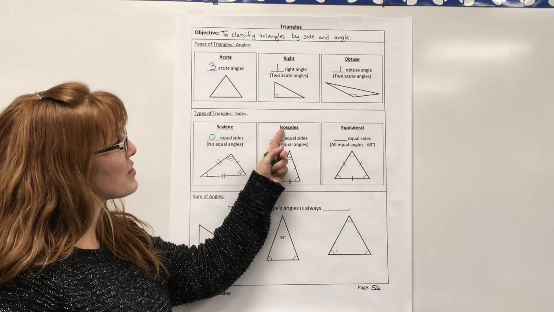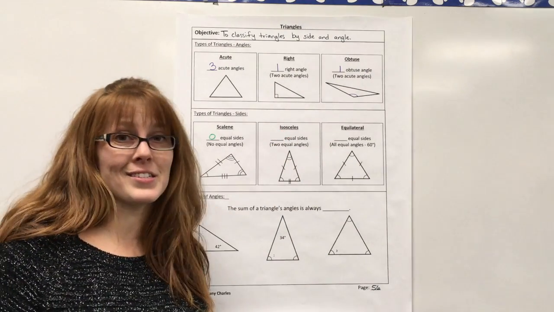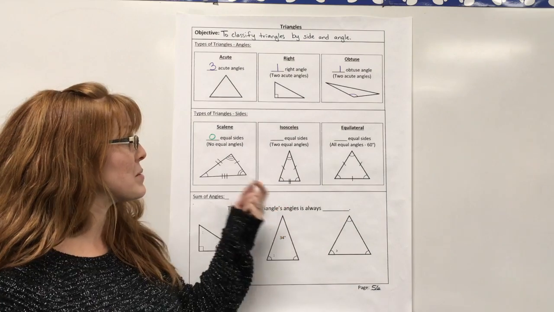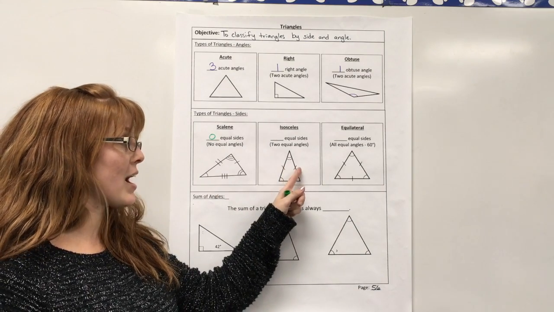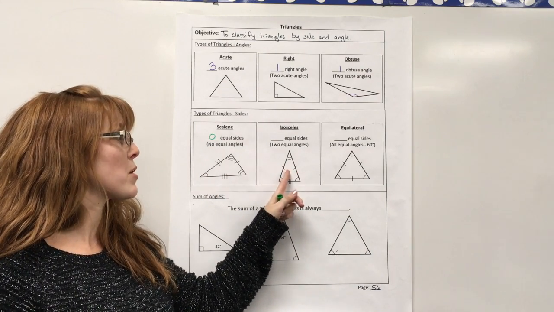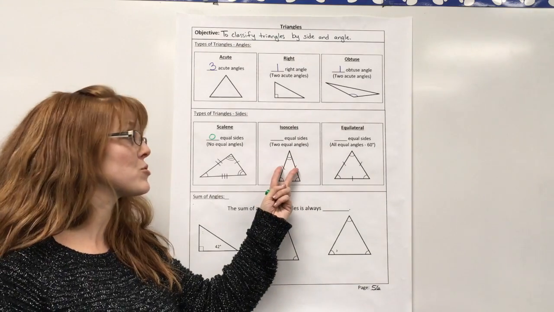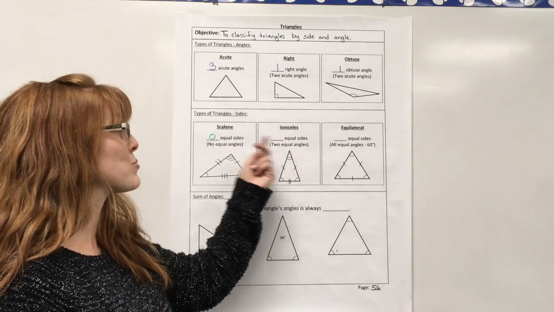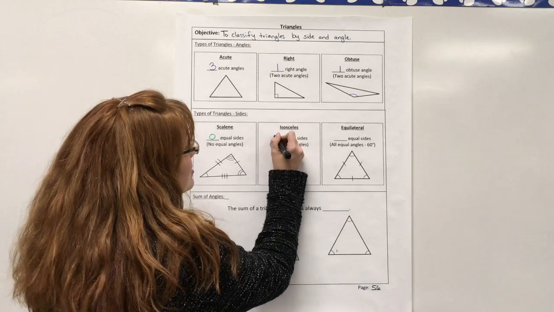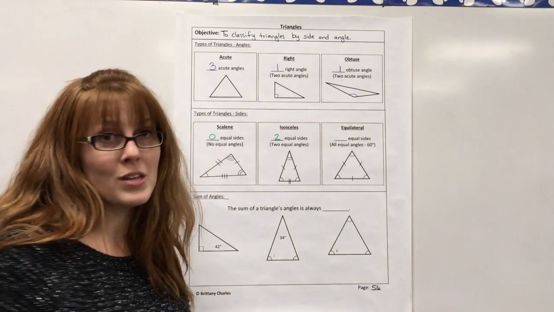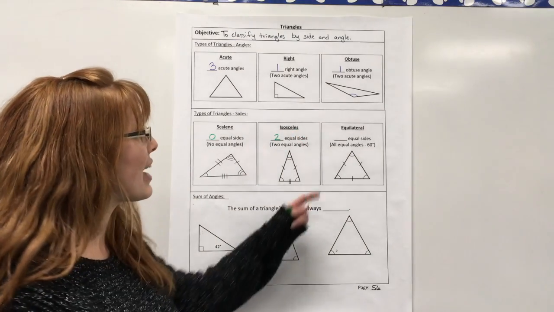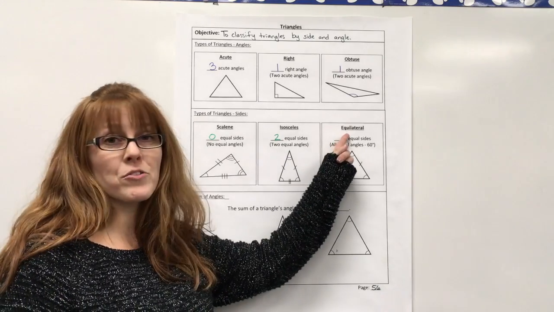Okay, now the second type of triangle is called isosceles. And isosceles means you have two sides that are the same. You can see these markings, it's the same marking showing that these two sides are the same length. And guess what? If you have two sides that are the same length, you'll also have two angles that are equal. And then the last type of triangle is called equilateral triangle.